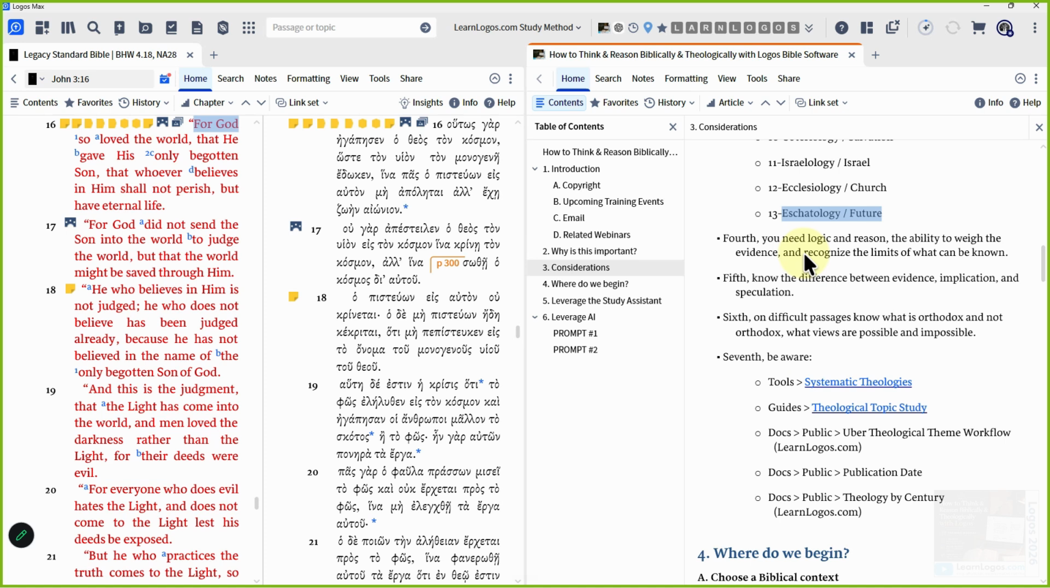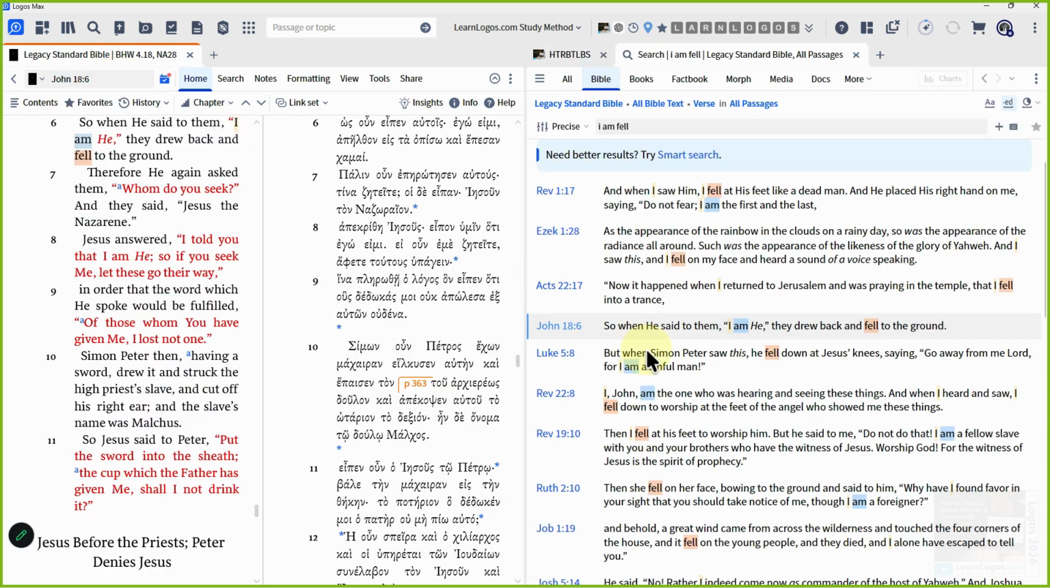I remember at a conference selling Logos Bible software, and I worked for them, someone came up to me and talked about slaying in the Spirit. So I turned and I asked, well, what Bible passage do you use to justify that? And this is the passage they gave me, John 18:6.